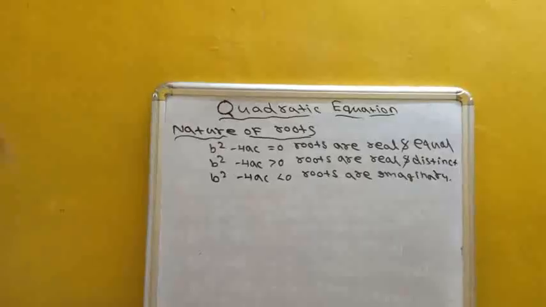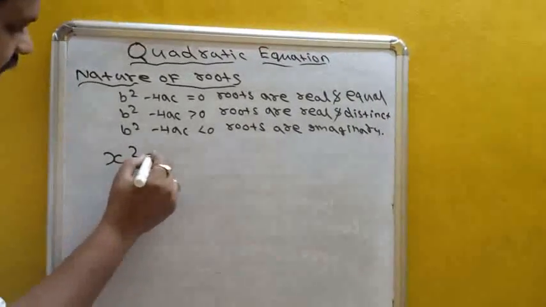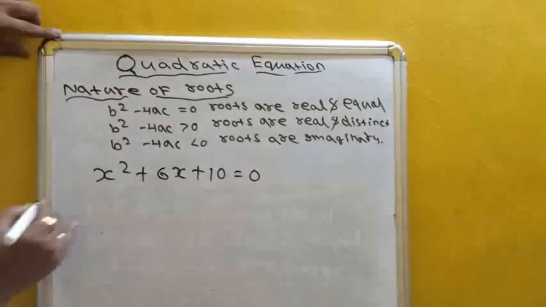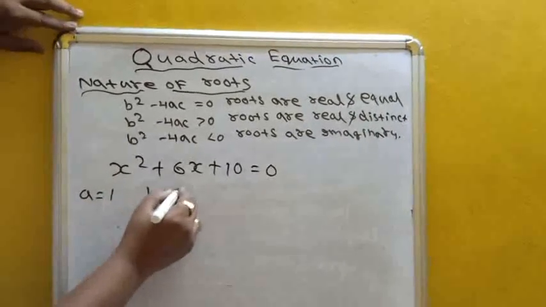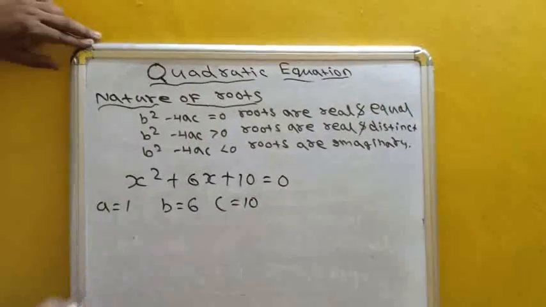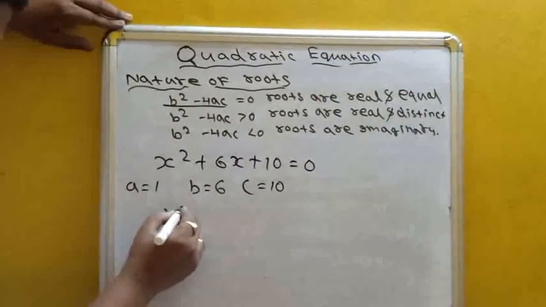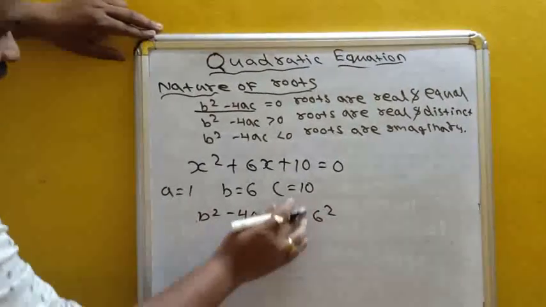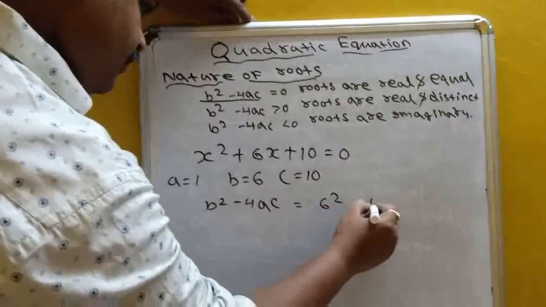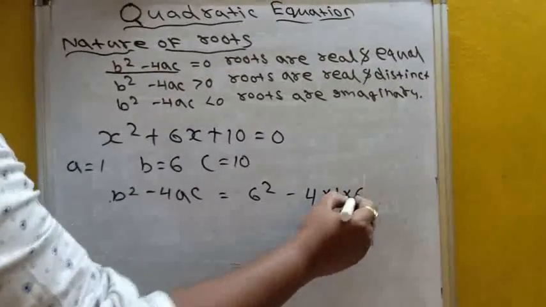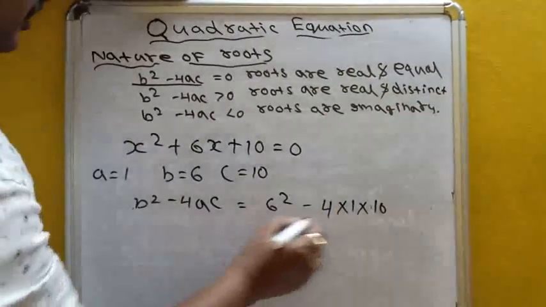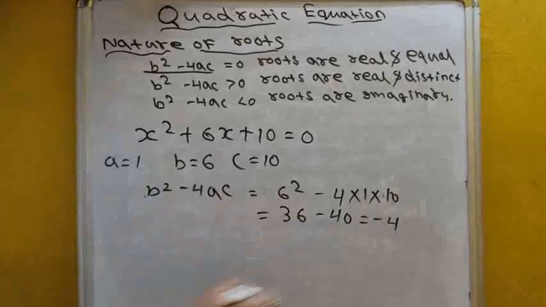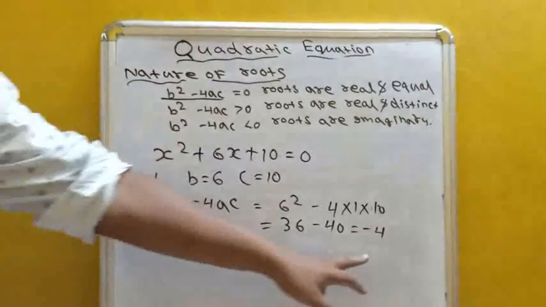So let us do some problems. First I give you an example, x square plus 6x plus 10 equals 0. So here a equals 1, b equals 6, c equals 10. So what do you have to do? You find out b square minus 4ac. So b square is 6 square, minus 4 into 1 into 10. So 6 square is 36 minus 40. Equal to how much? Minus 4.